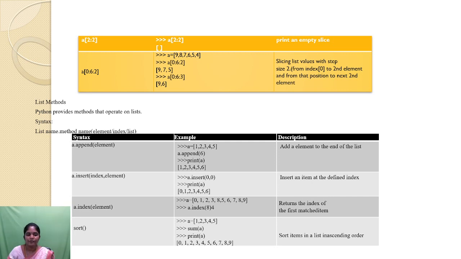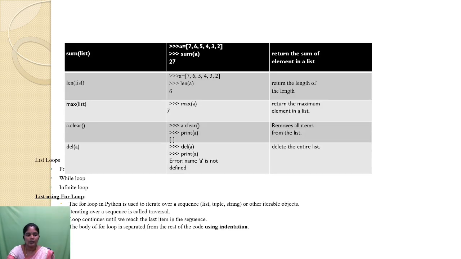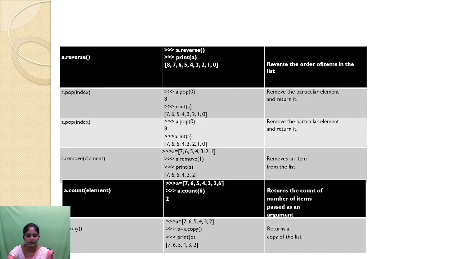Apart from that, there are different kinds of list methods present. These methods are helpful for implementing various projects. The syntax for the list method is list name dot method name, with an element, index or list. This is the generalized syntax for the list method. First, I will move on to the various types of methods present here. One by one you have to go through them.